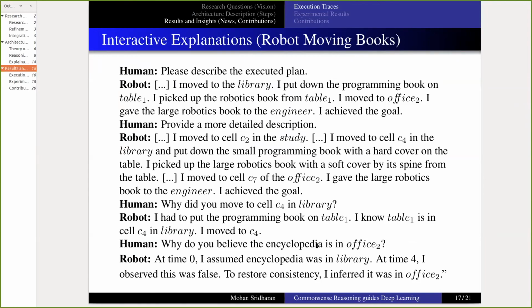So this is another example that I just put on the slide. If a robot is moving books between different locations, you can ask it to describe the plan, and then say, oh, I want more detailed information. So instead of talking about just room labels, it now starts talking about regions in those rooms. And you can also now ask questions at different levels of abstraction. It's able to dip into that particular representation and quickly pull out the information that you need.